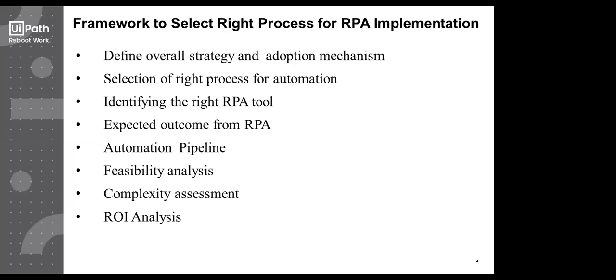Then expected outcome from RPA. So what do you expect when that bot is built and it's deployed in production? You want reduced error rates because the error is costing you a lot. There is a big amount of money involved for every error that is being made in the process. Or you just want the process to be very fast, to be very efficient.